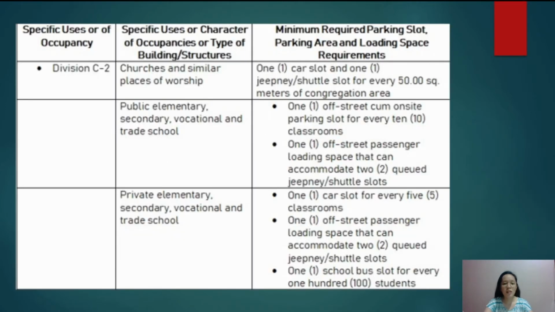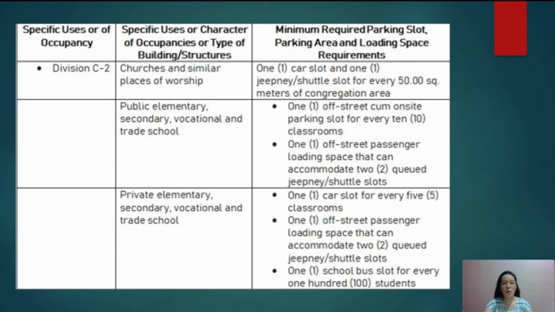For the second division, C-2, for specific uses or character of occupancies or type of building or structures, we have here churches and similar places of worship. And for its minimum required parking slot, parking area, and loading space requirements, we have one car slot and one jeepney or shuttle slot for every 50 square meters of congregation area.